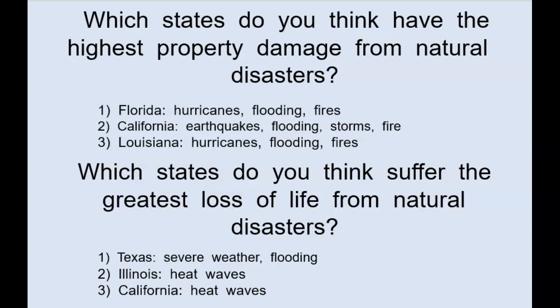All right, so if we look at the answers to the second question, it is states like Texas, Illinois, and California which suffer the greatest loss of life from natural hazards. Illinois and California mostly suffer due to heat waves, and this is partly because they're both so densely populated. And then Texas is not as greatly populated, but it is very large and is prone to severe weather and to flooding, especially. Both of those things tend to be pretty merciless towards living beings, which is why they fall under one of the states for this greatest loss of life question.